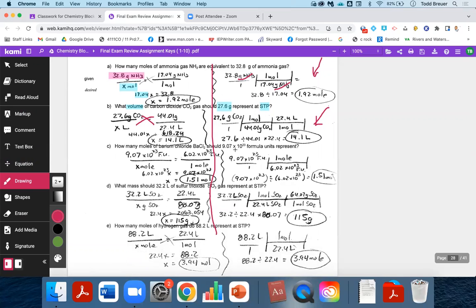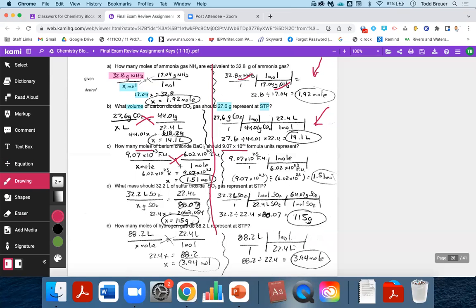Example C is a particle amount. Well, that doesn't matter. We just use the particle quantity equal to 1 mole. So the given amount, 9.07 times 10 to the 23rd formula units. That's a special kind of particle. It says how many moles, so our unknown is x, given over desired. On the right side, we organize, right? The quantity is equal to 1 mole. Well, if it's particles, it's always 6.02 times 10 to the 23rd, right? On the bottom, because it says mole, we just put 1 mole.